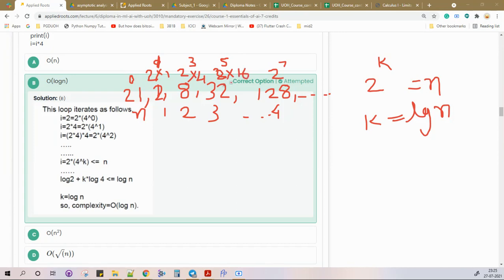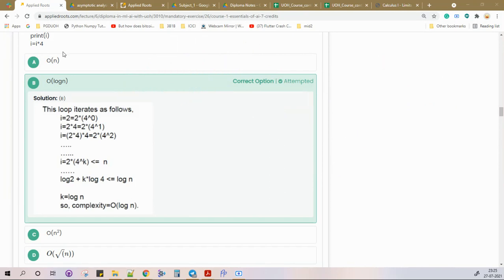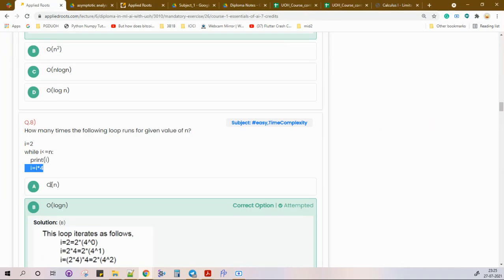So it is 2 into 4 to the power 0, 2 into 4 to the power 1, 2 times 4 is 8, 2 multiplied by 16. So this is nothing but 4 to the power 0, 4 to the power 1, 4 to the power 2. So it is increasing like this. My last term would be 2 multiplied by 4 to the power k, and n, correct? So if I take log on both sides, then k is nothing but log n. But we are not going to use this method anymore, because we know if it is multiplication, it is order of log n.